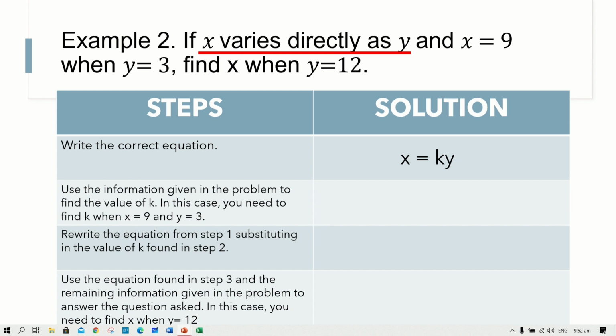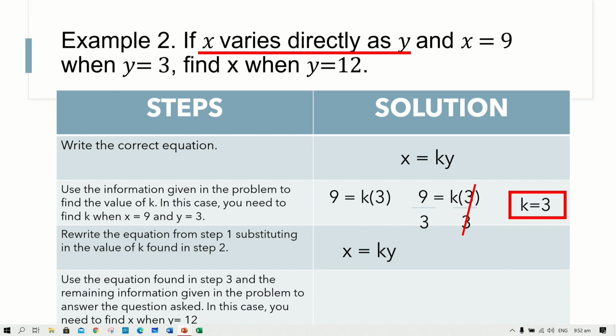Step number 2, use the information given in the problem to find the value of k. In this case, you need to find k when x is equal to 9 and y is equal to 3. So we have 9 is equal to k multiplied by 3. So divide both sides by 3, and 9 divided by 3, k is now equal to positive 3. Step number 3, rewrite the equation from step 1, substituting in the value of k found in step 2. So from x is equal to ky, that is now x is equal to 3y.